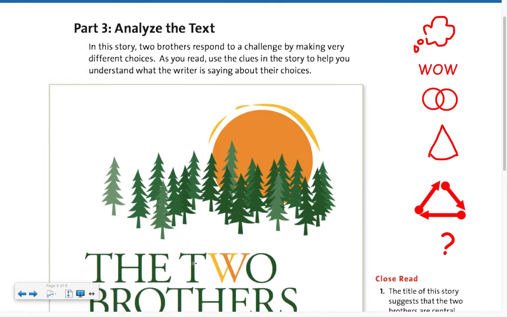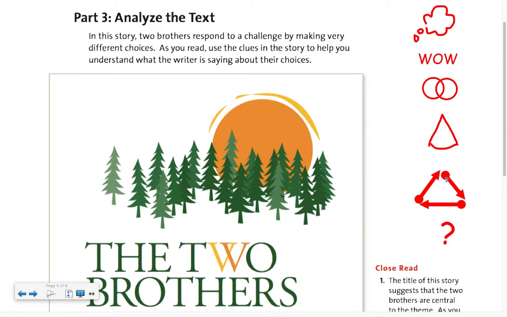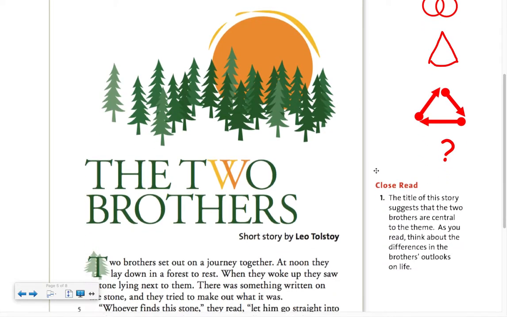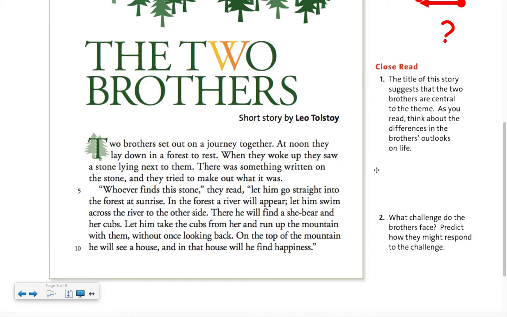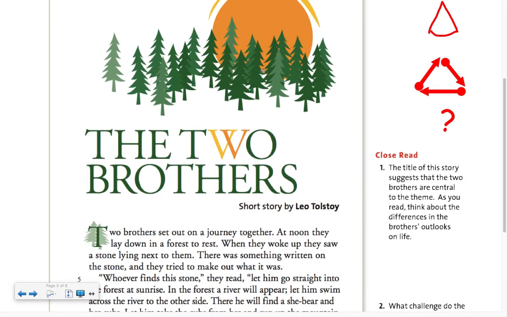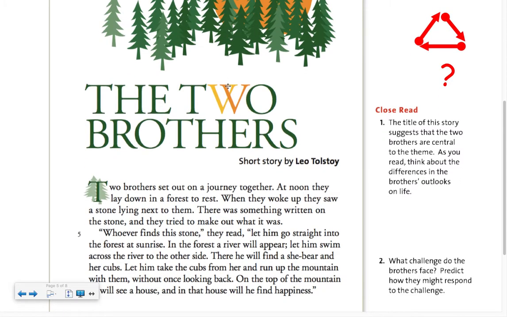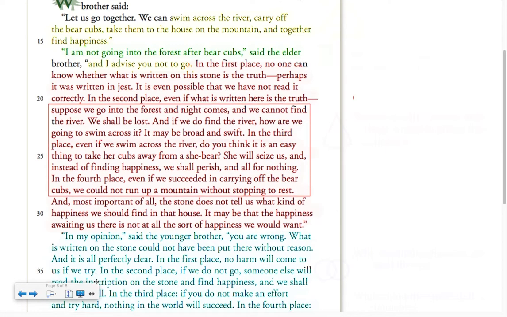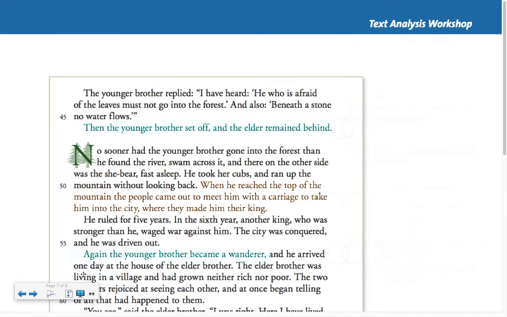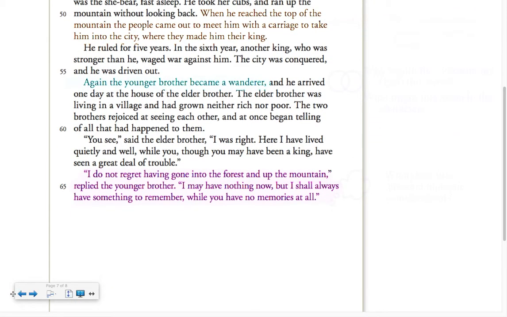So the story we're going to be reading, and here are my symbols again, just as a reminder, is called The Two Brothers, and it's a short story by famous author Leo Tolstoy. Looking at this, I can see the title has a forest, so I know it's probably going to have a setting of a forest. And it's a pretty short story, really only probably 2 pages when it's all said and done.